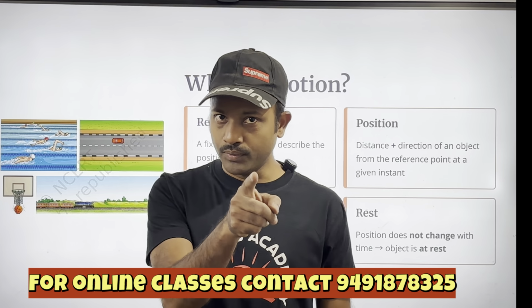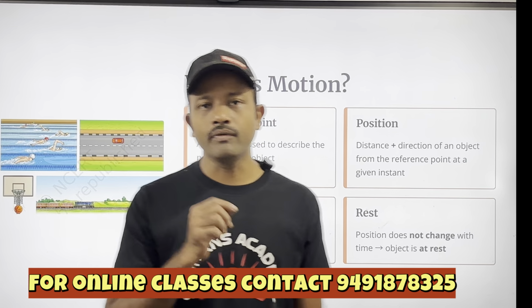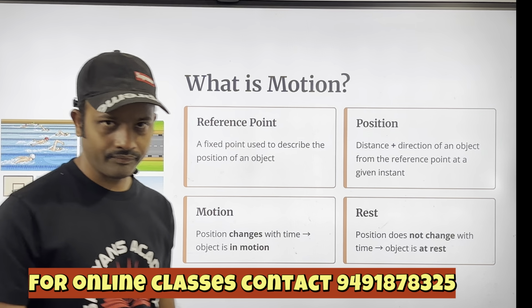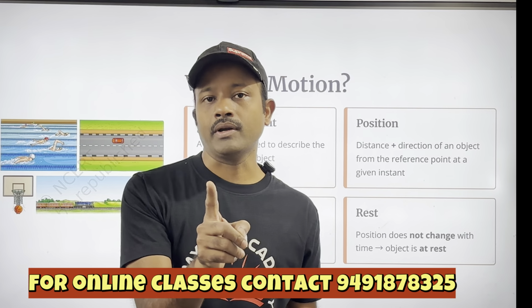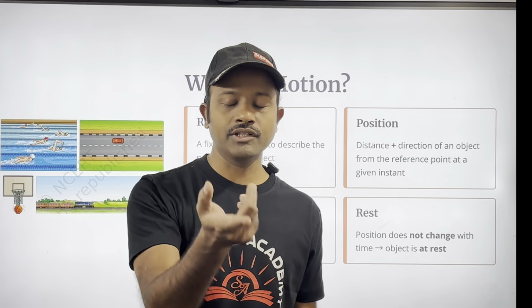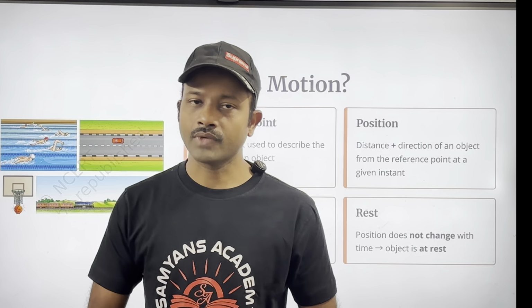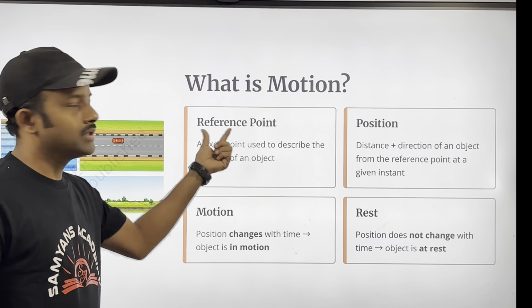With respect to you, I am moving. You see, I am now moving from one place to another place, right side or left side. So I am moving with respect to the reference point. Then the object is said to be in motion. So while defining motion, we have to consider the reference point.